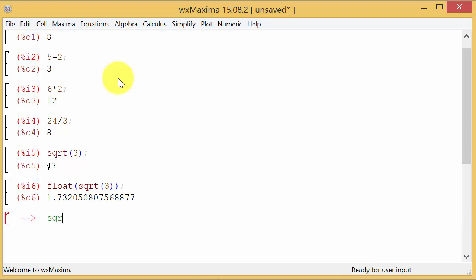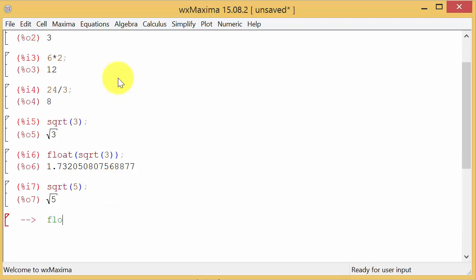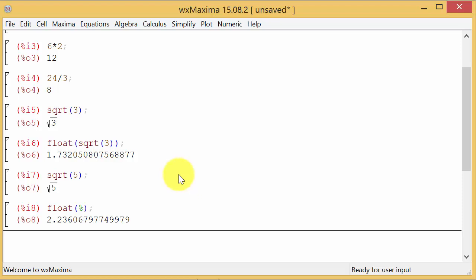Another thing you can do, let's say we did the square root of 5. Now, if I want the decimal approximation of that, I can type in float. Instead of typing in square root of 5 again, I can use my last result, which was the square root of 5. If I put in a percent sign, that recalls the previous answer. Watch this, hit enter, and there it is. That's another way you could do it.